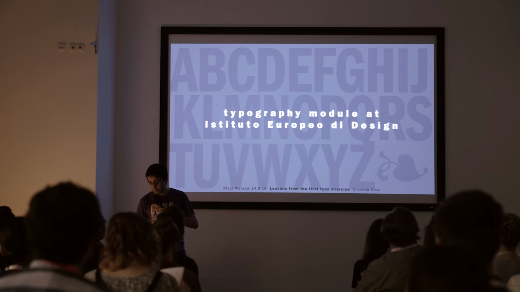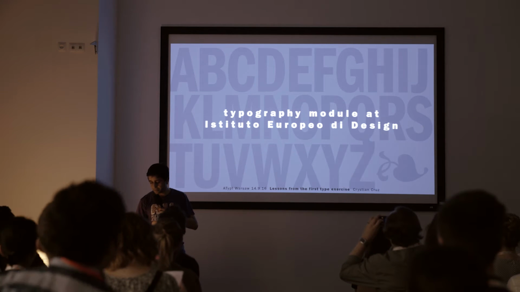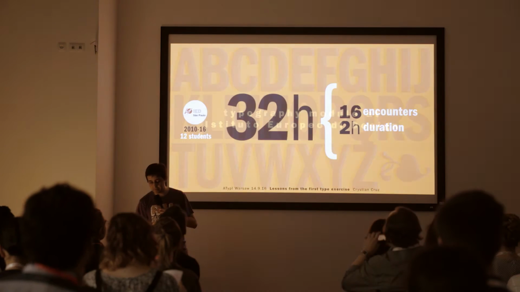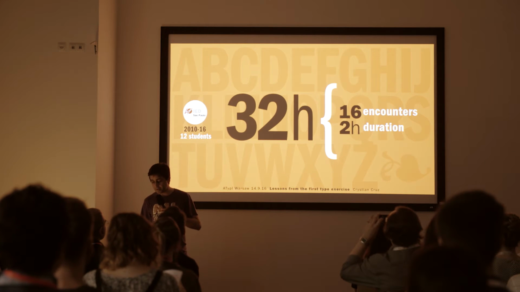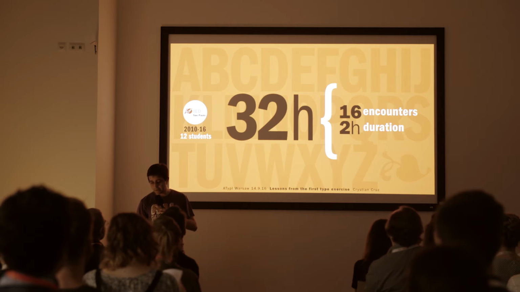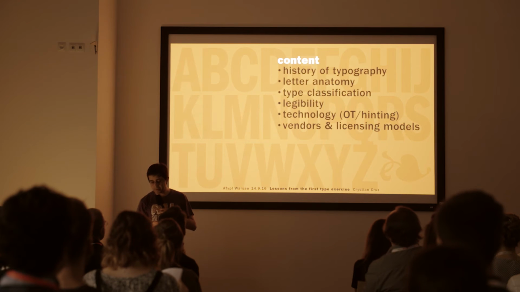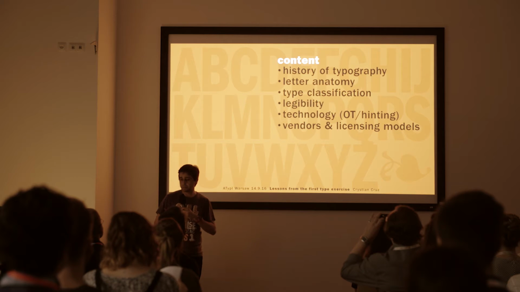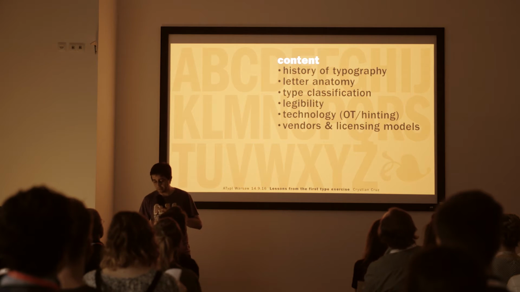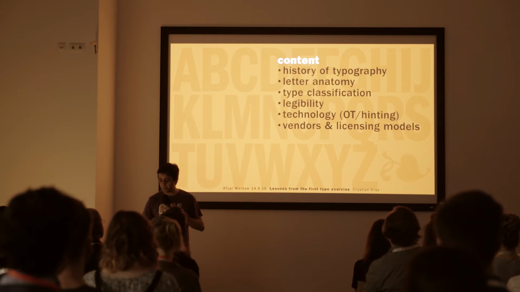And this typography module, just to get a start, to understand the project itself, is a 32-hour module. It will be 16 encounters with a duration of 2 hours each. And on average, I have about 12 students. The content basically would be the history of typography, letter anatomy, type classification, legibility, technology, vendors, licensing models.